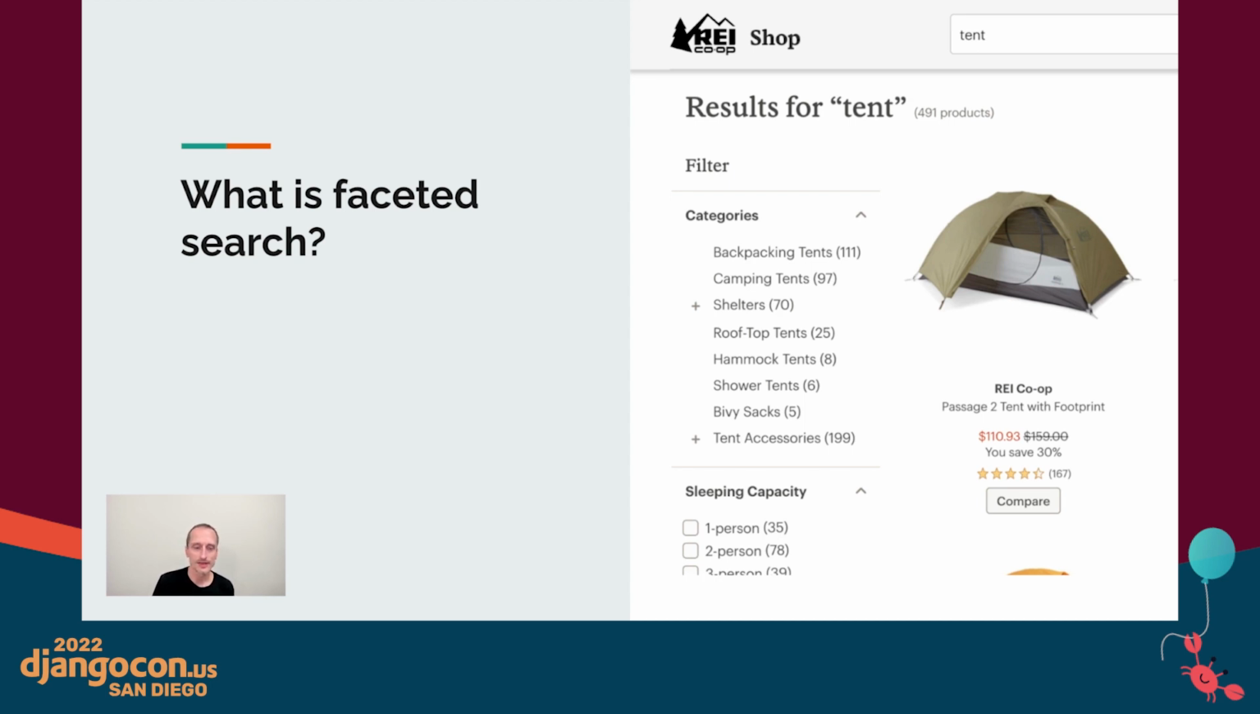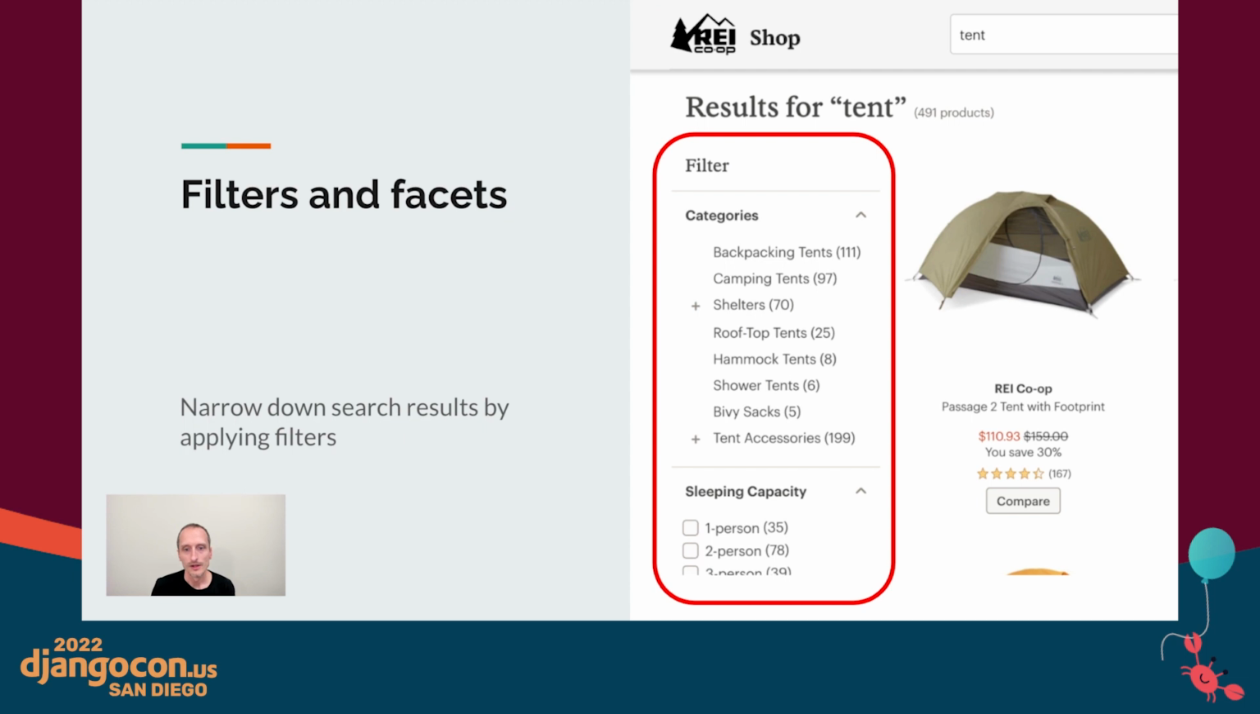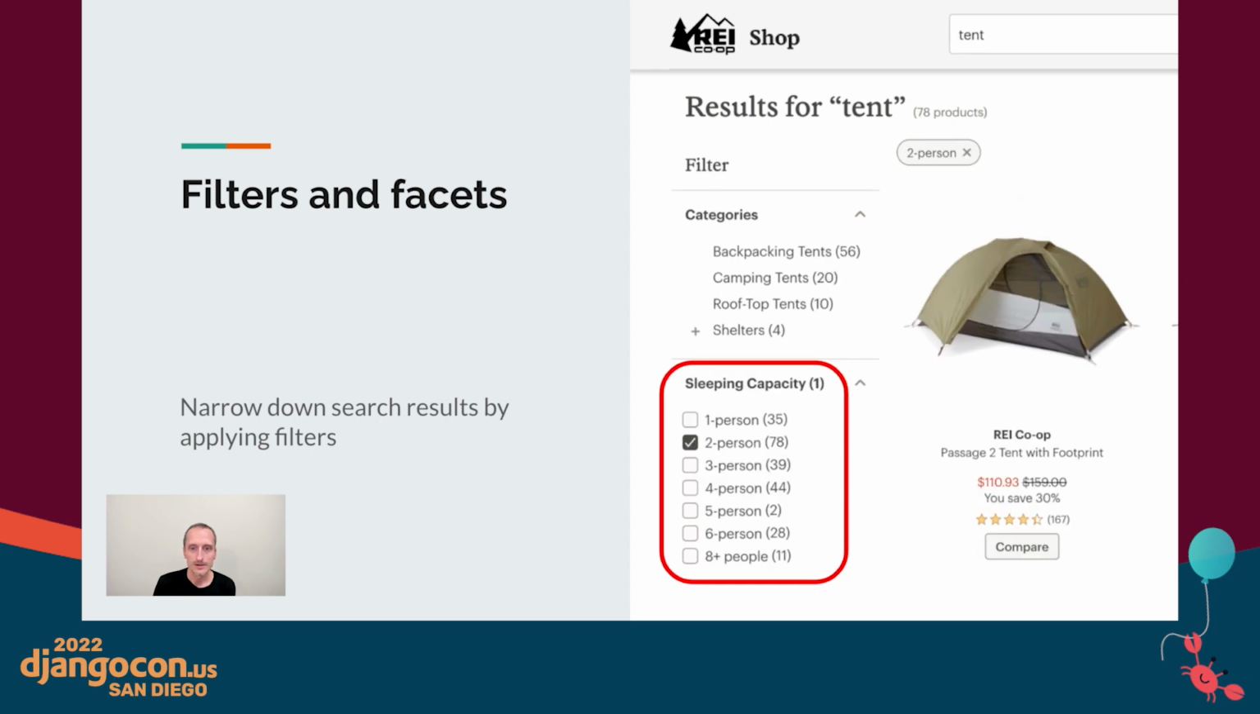So here's the REI site. First we search for tents, and we find 491 products. There are filters in the left navigation bar with different classifications, categories, and sleeping capacity. And they include helpful item counts. For example, there are 78 two-person capacity sleeping bags. These counts tell you more about the underlying data. You can filter by these facets. So here we limit to two-person tents.